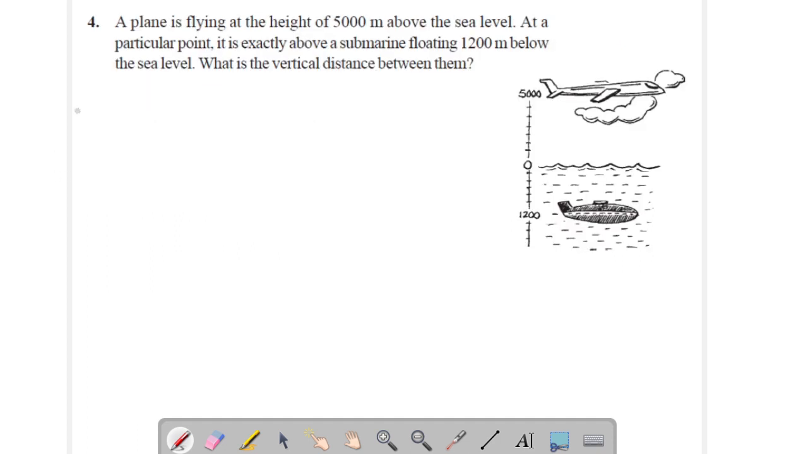Now come to question number 4. A plane is flying at the height of 5,000 meters above the sea level. At a particular point, it is exactly above a submarine floating 1200 meters below the sea level. What is the vertical distance between them? See the solution.